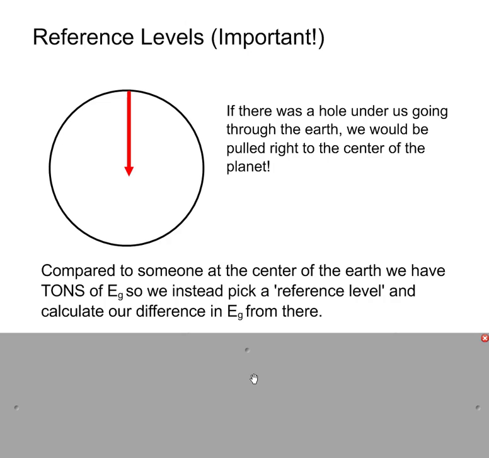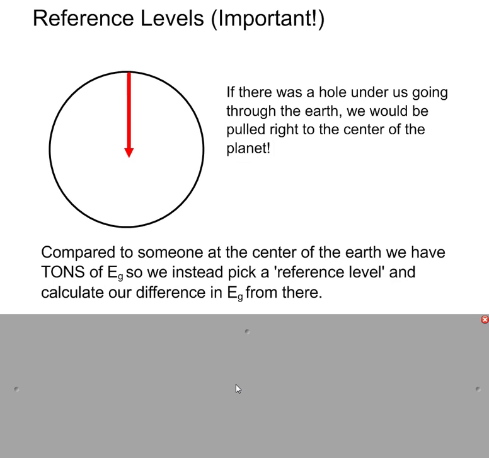So instead, we're going to pick a reference level, right? And we're going to calculate our difference in gravitational potential energy from that reference level. You usually want to pick your reference level as the bottom of the problem. So often the ground or the lowest point an object will go in the problem.